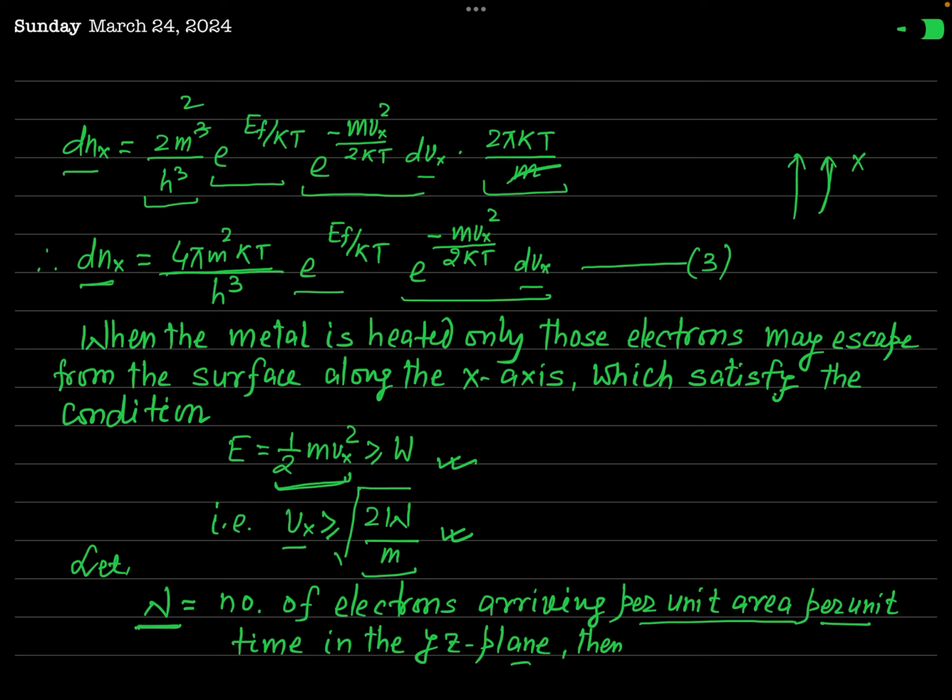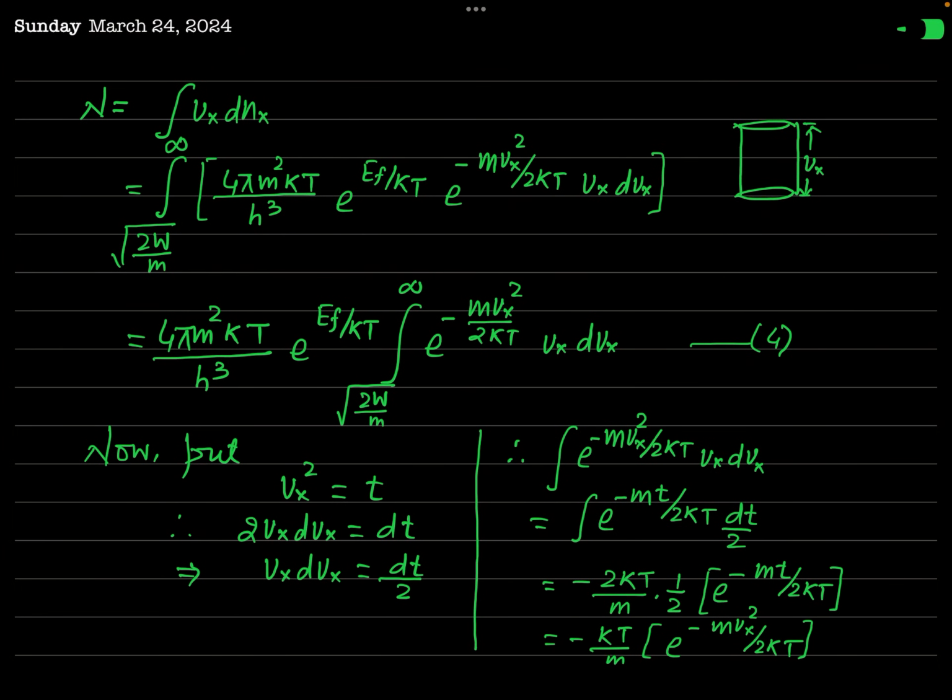Okay, then what will this be? This number can be obtained by integrating this equation 3 for the limits of Vx between what? The minimum value of Vx for an ejected electron will be equal to root over 2W by m, and its maximum value will be infinity. So when this equation 3 is integrated with respect to Vx between these two limits, you will get the total number of electrons passing through unit area per unit time. Okay, so you can see how you can find it. Since we are talking about the number of electrons passing through unit area in unit time.